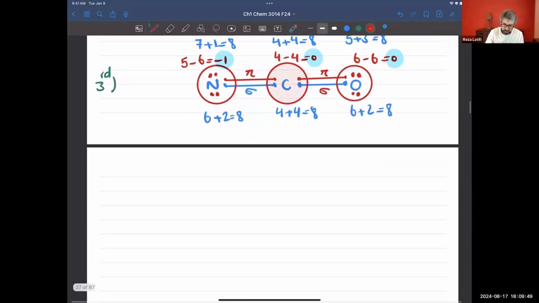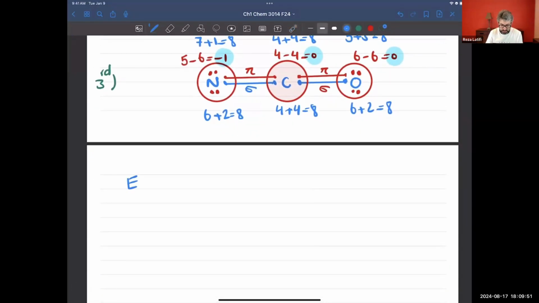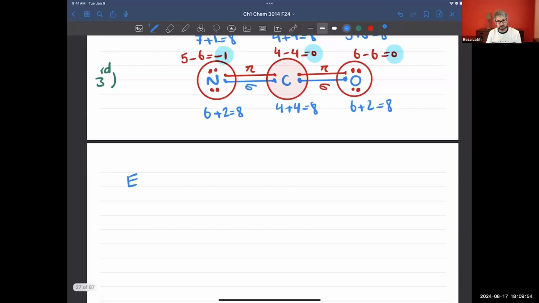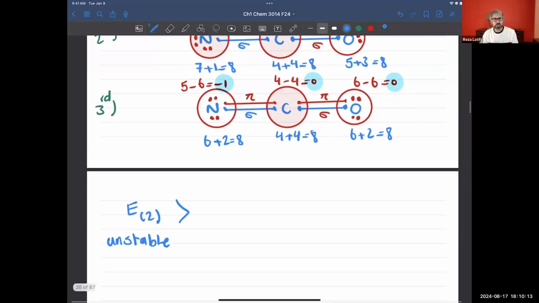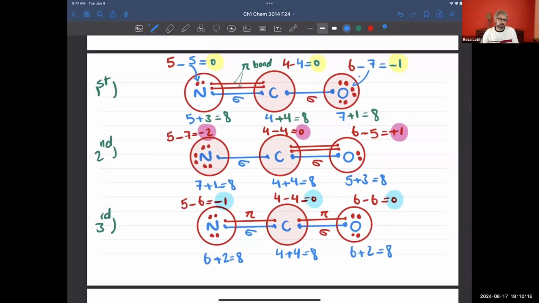So the structure with the highest energy will be number 2. It will be the most unstable structure. That's going to be the worst one. Next, between 1 and 3, which one is going to be the best Lewis structure?